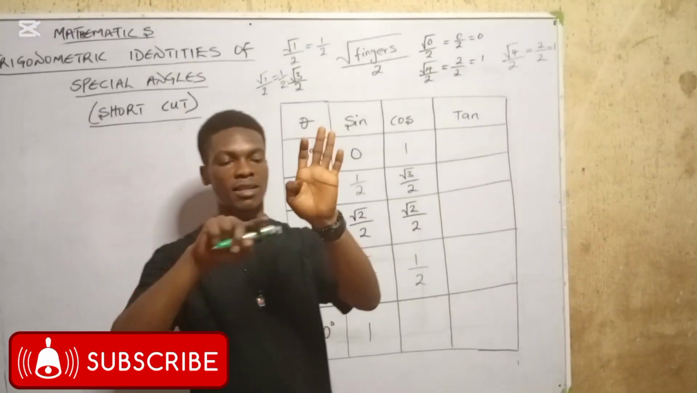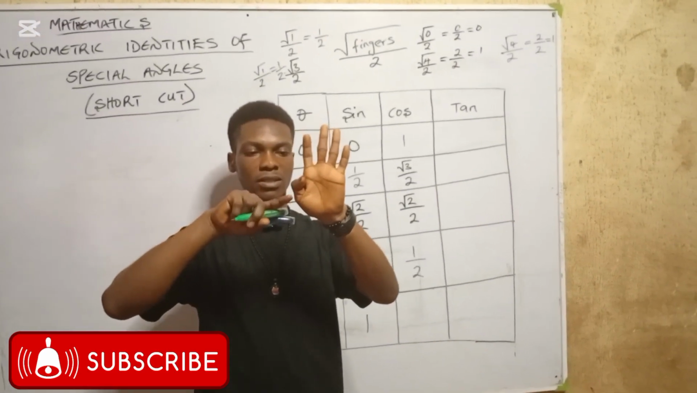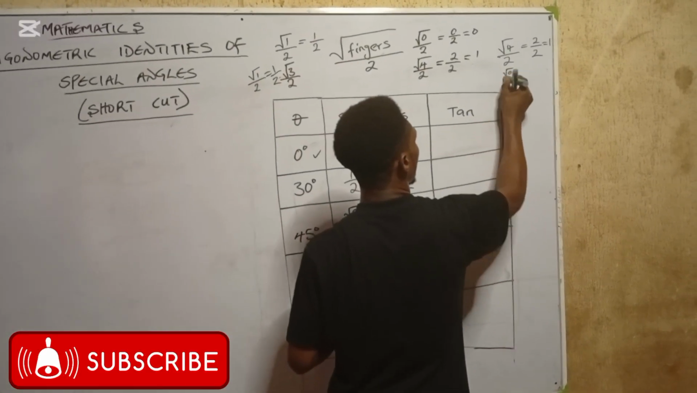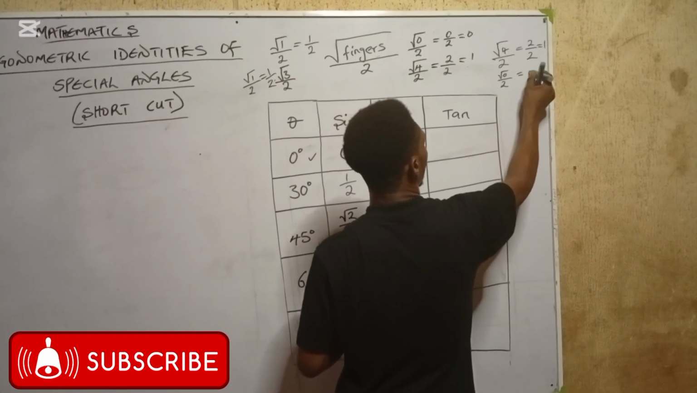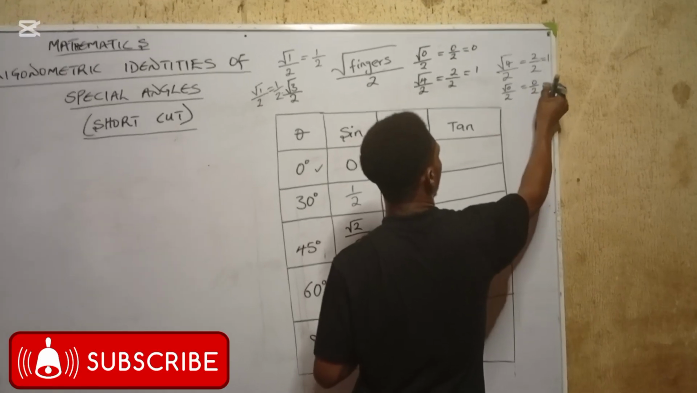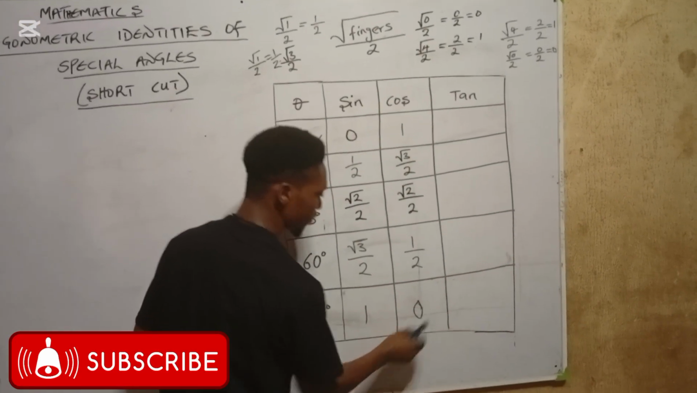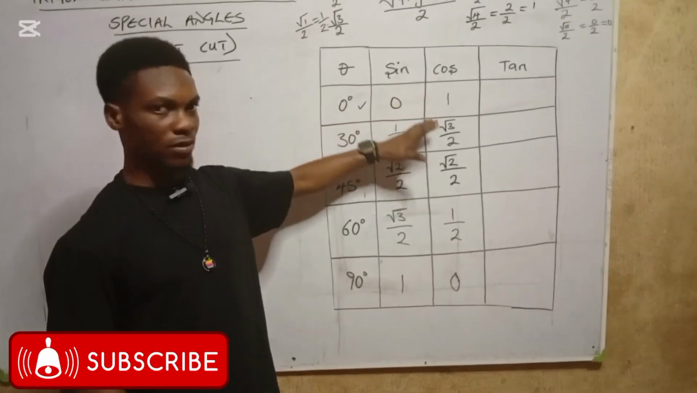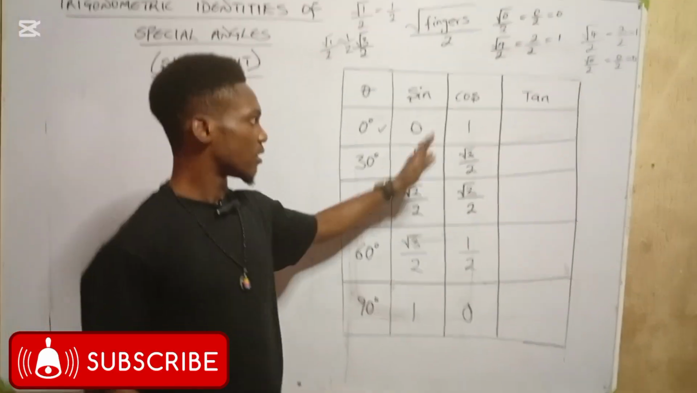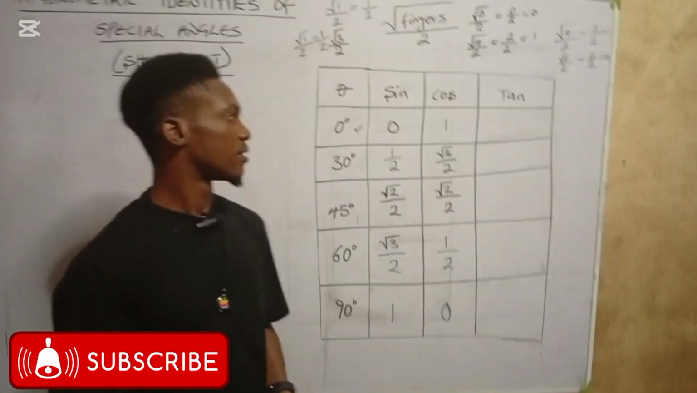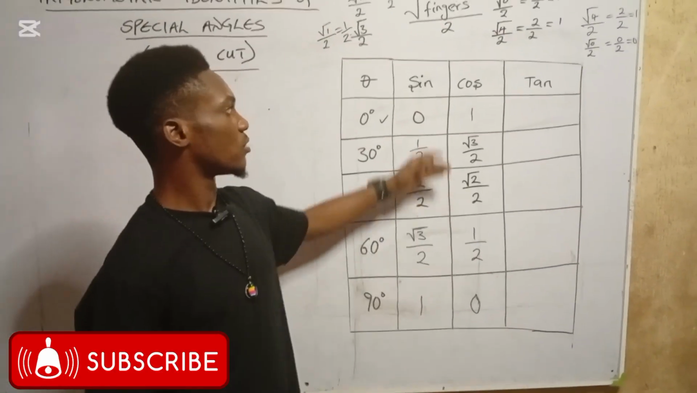And then here, there is no finger remaining. That's our cosine, which will be the square root of 0. We have root 0 over 2. The square root of 0 is 0, and 0 divided by 2 is 0. So this is the finger method of getting our sine and cosine. Then for our tangent, we are now going to make use of the formula.